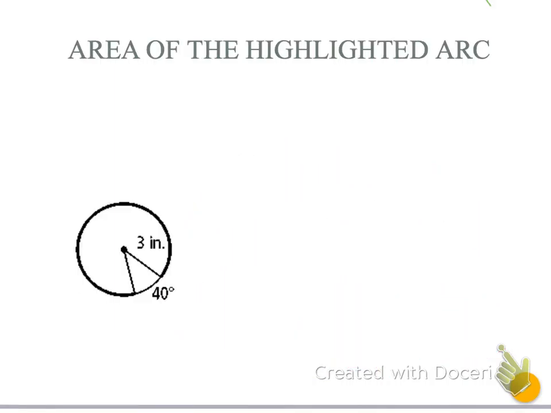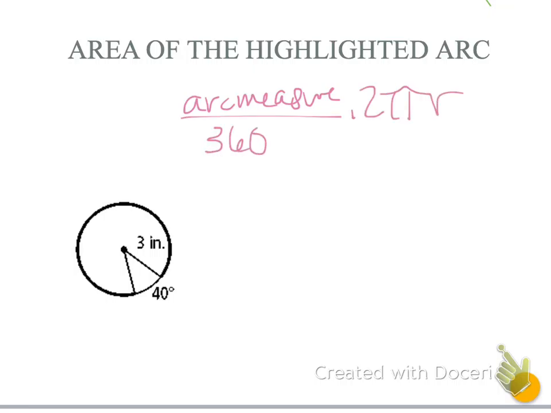Find the area of the highlighted arc. So we're going to find arc length. So the equation for that is arc measure divided by 360 times 2 pi r. So my arc measure, I want the arc measure that I actually care about, so the shaded region. So we're going to take 360 minus 40 to get 320. So 320 divided by 360 times 2 times pi times my radius of 3.